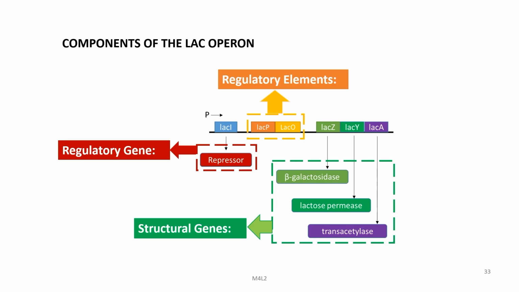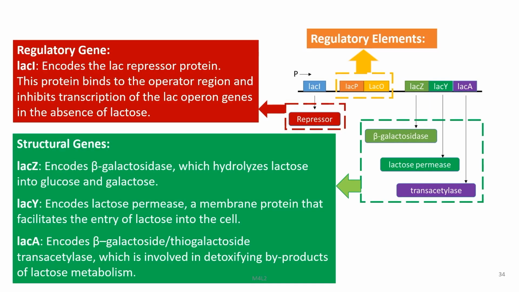and then the binding of the repressor to the regulatory gene. LAC-I encodes the LAC repressor protein. This protein binds to the operator region and inhibits transcription of the LAC operon genes in the absence of lactose. The structural genes, as we have discussed, produce beta galactosidase, lactose permease and transacetylase.